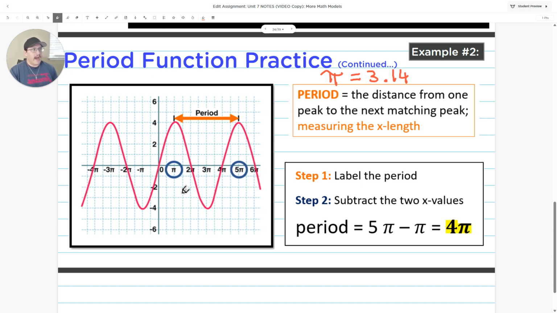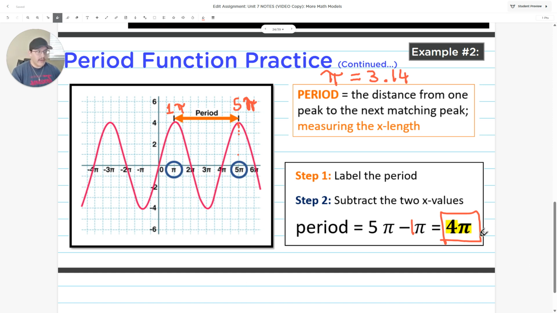Now, from one side to the other, I notice that this peak right here is 5 pi. So we have 5 pi's, basically. Try not to get confused with this number right here. We just have 5 pi's. Over here, we have 1 pi. So to find out what the period is, 5 pi minus 1 pi is equal to 4 pi.